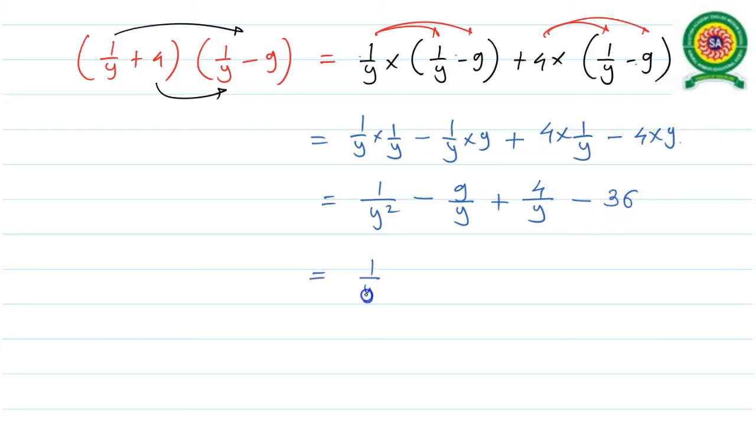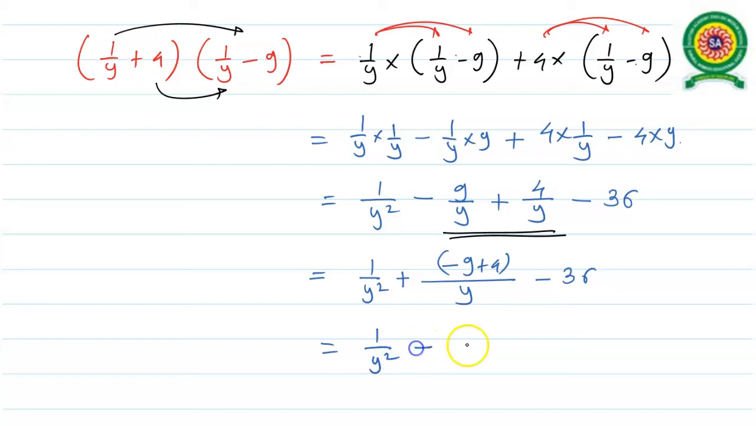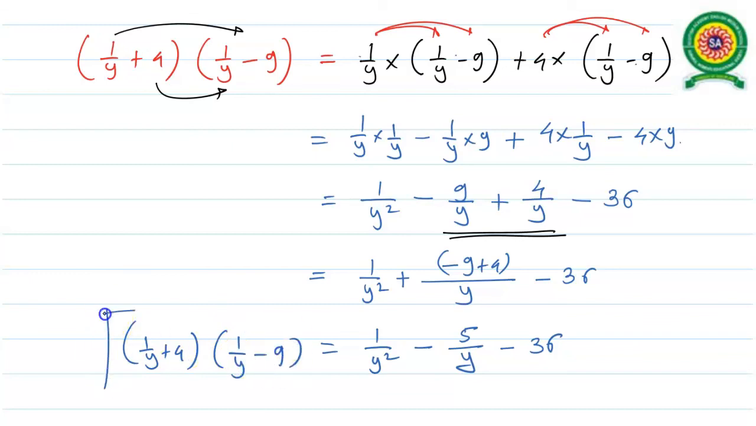So look at the second and third term now. I will underline them. Both are having the same denominator, I am writing the plus sign over there, and the denominator must be the same. So now we have to add up the numerators directly. So minus 9 plus 4 becomes minus 5. So plus minus ultimately is minus, so that we are getting 1 upon y square minus of 5 divided by y minus of 36 as the expansion of 1 upon y plus 4 whole into 1 upon y minus of 9.